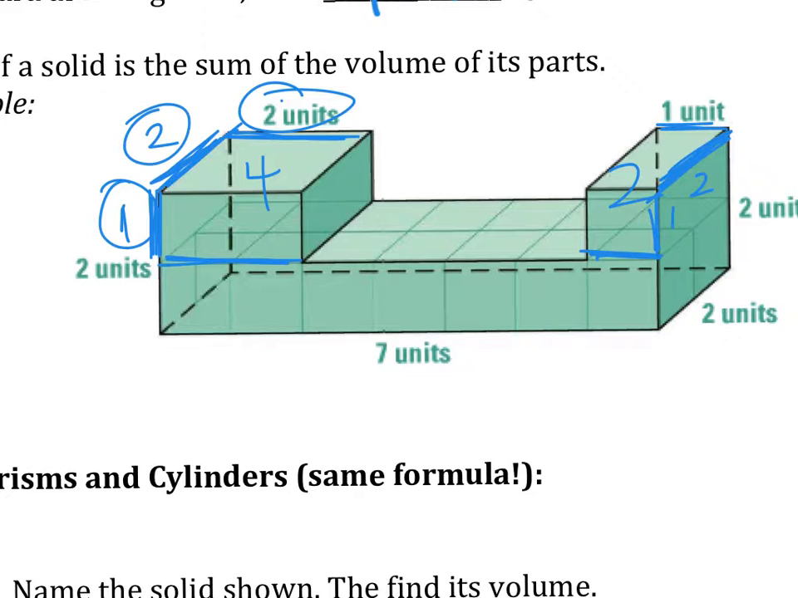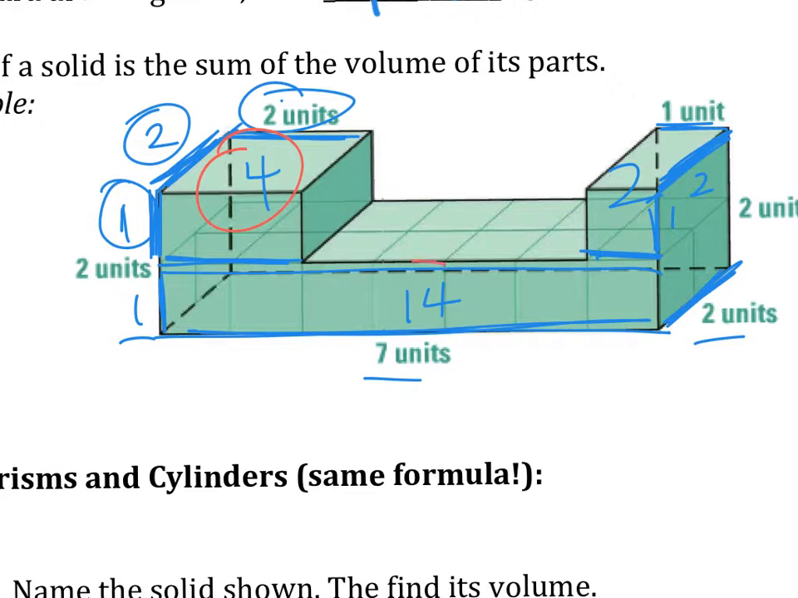How tall is the bottom one? 1. It is 7 units long. How deep is it? 2. So what's 1 times 7 times 2? 14. What is the volume of the whole thing? 20. 4 plus 14 plus 2. All we did was find the volume of the individual parts and add them together.